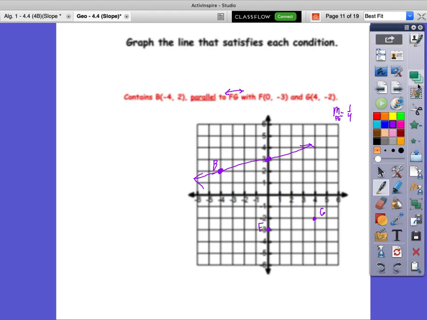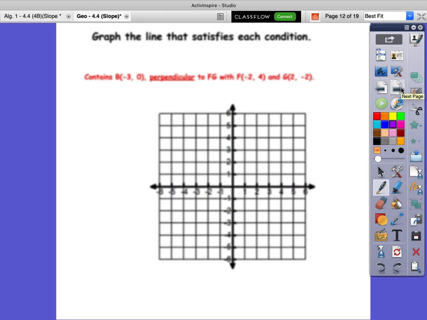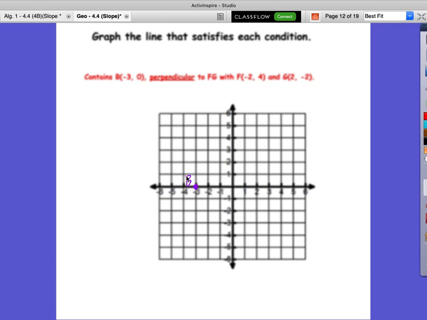Continuing on. Okay, we're gonna do this one as well. Graph a line that satisfies the condition. It contains negative 3 comma 0, that's our starting point, which is B, and it's perpendicular to FG. So we could either find the slope of FG one of two ways. We can do it graphically by plotting the points and doing rise over run, or we can do it numerically, algebraically, by doing the slope formula. So we say the run is 4, the rise is -6.